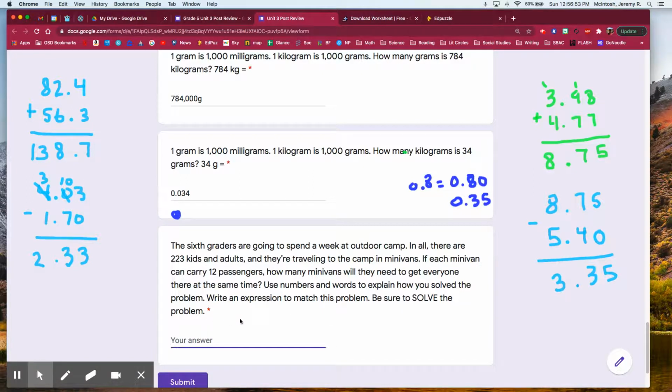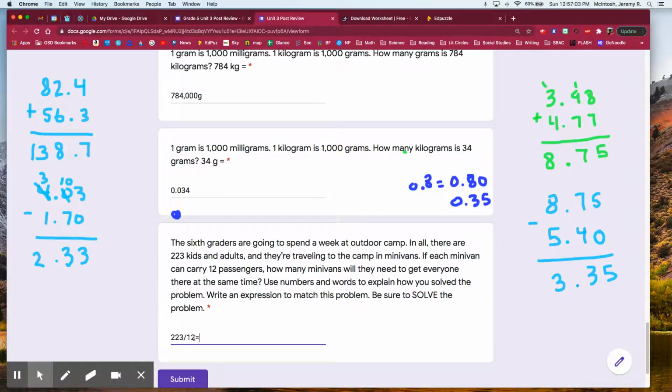Okay, so the expression, remember, is a number sentence without an answer. So there's our expression, 223 divided by 12. So we have 223 kids and adults. We want to divide them by the 12 passengers in a van.